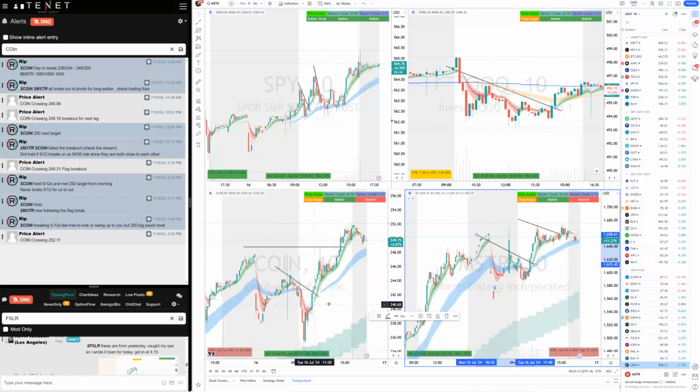And they broke out of the pivots, right? 244, it broke out of 244. That was the long. MSTR broke out of 1600. That was the long. On COIN, the target I gave everybody was 250. I also gave 248 flag breakout, and that's it. Once 244 breaks out, you trade it, hold it as long as the clouds hold, and you get nice profit on COIN and MSTR.